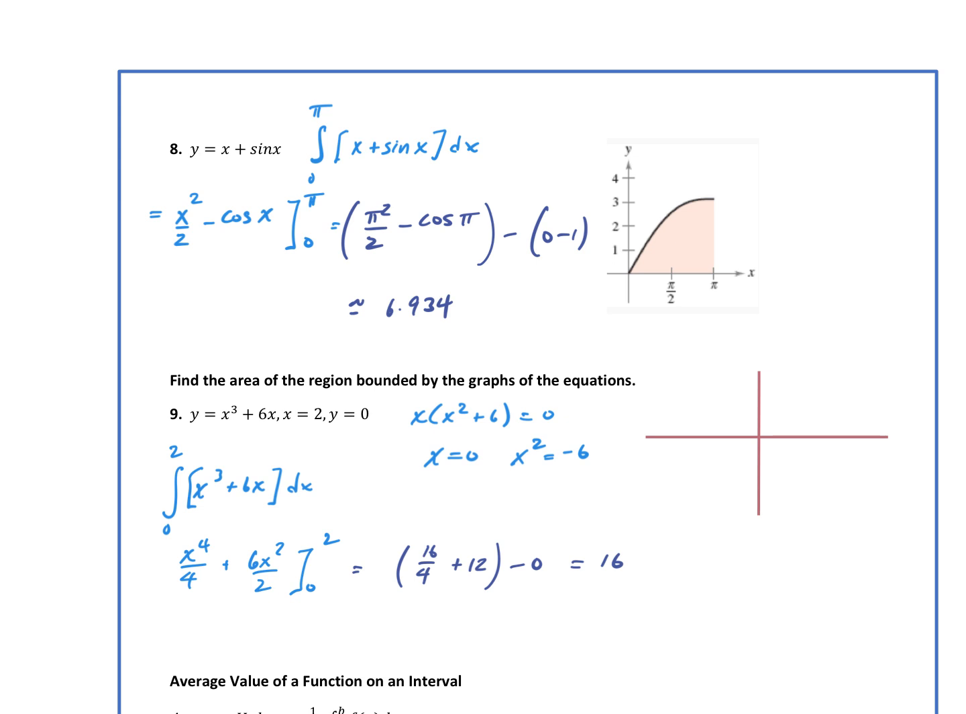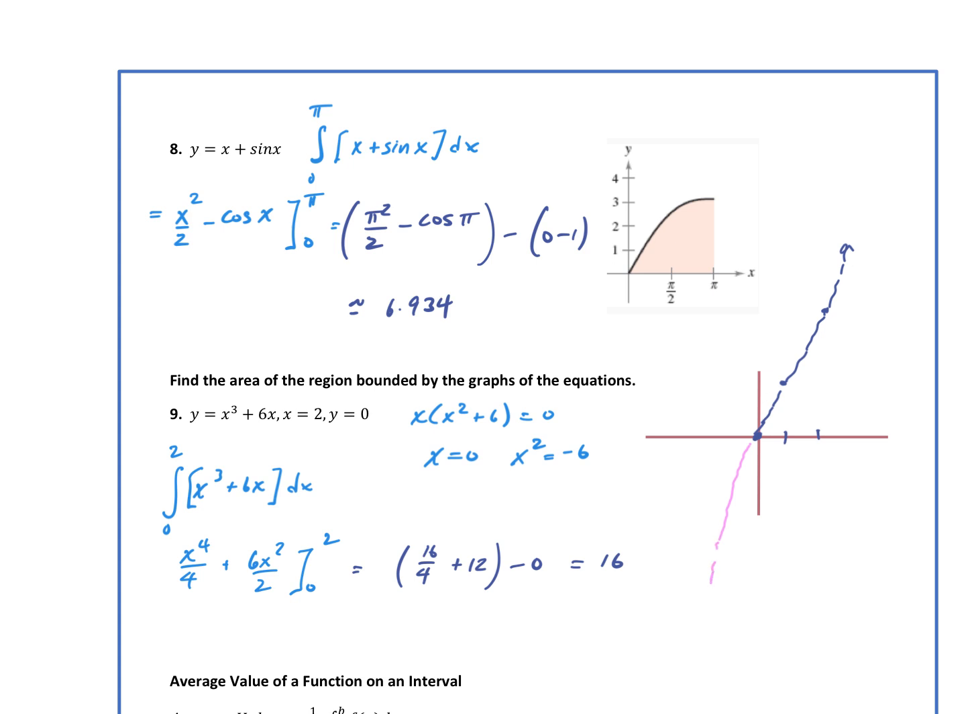So if we plugged in 0, you're going to get 0. If you plugged in 1, you're going to get 7. And if you plugged in 2, it's going to be way up here. So it's like that. So that's the right side of the curve. And then if I plugged in -1, it's going to basically do the same thing like this.